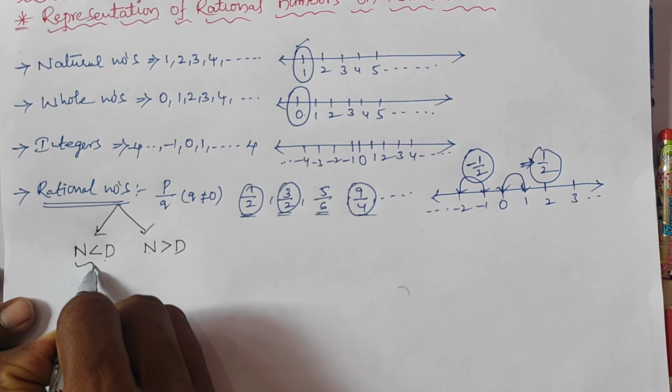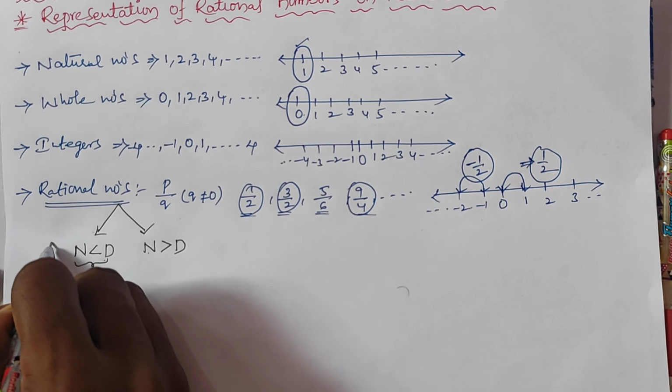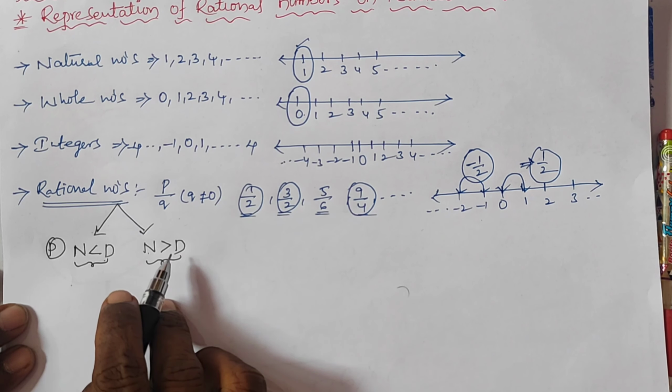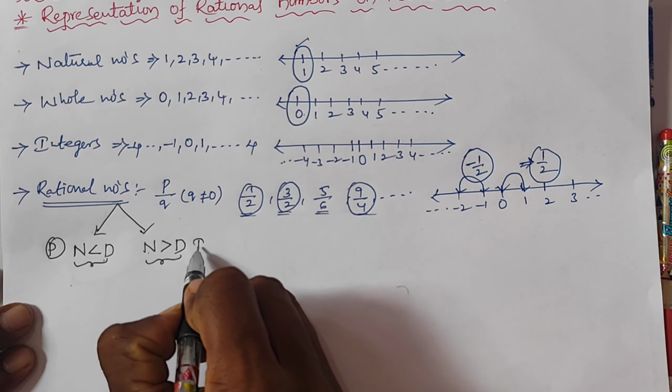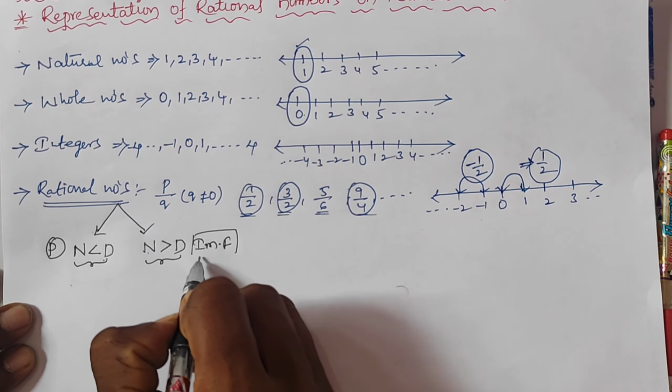We know clearly that if the numerator is less than the denominator, that is a proper fraction, isn't it? When the numerator is greater than the denominator, this is an improper fraction, isn't it?